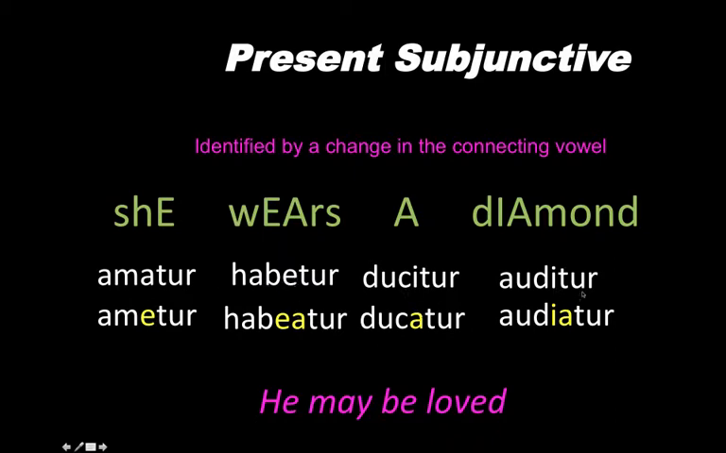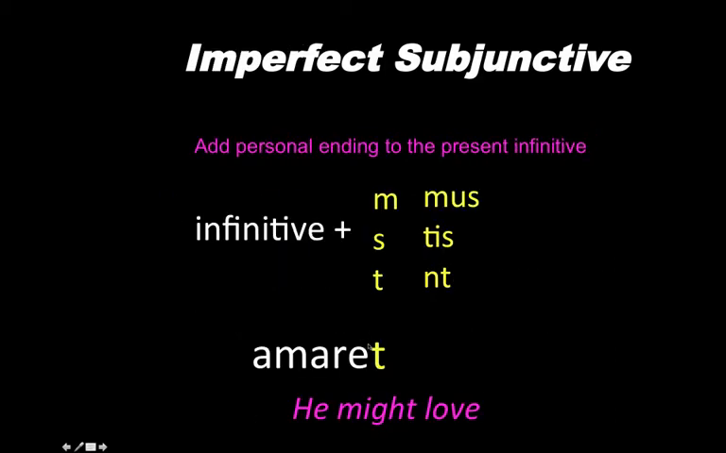The next tense that we have for the subjunctive is the imperfect subjunctive. And the imperfect subjunctive is formed by taking the present infinitive of the verb and then adding the personal endings. But notice that we're using the M instead of O. So for example, down here, you have your infinitive amare plus the T. Now it's he might love. If I want to make it I, I would add an M. If I want to make it you, I would add an S. But the root of the word has to be the present infinitive. Then you place the personal ending on.